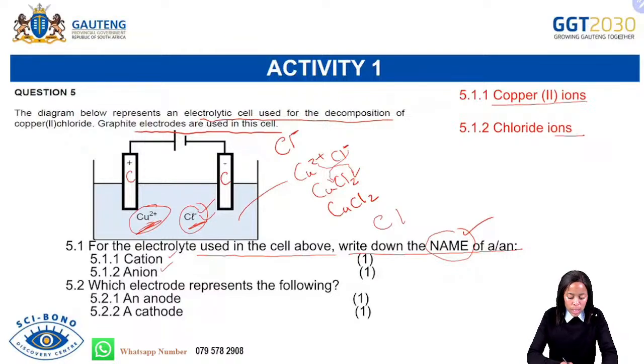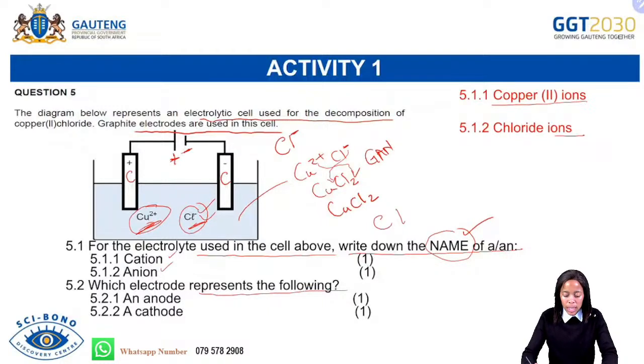And then 5.2 says which electrode represents the anode, and which electrode represents the cathode. So again, remember we said that the longer line represents the positive terminal of the cell or of the battery, and the shorter one represents the negative terminal of the cell or of the battery there. So which one will therefore represent the anode? The anode, remember we said when it comes to an electrolytic cell, the anode will be represented by the positive terminal.